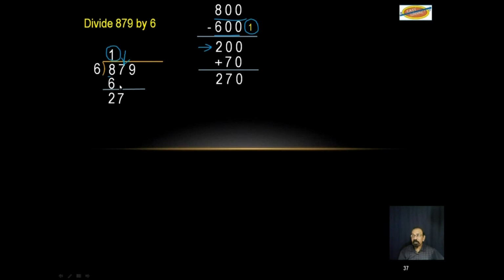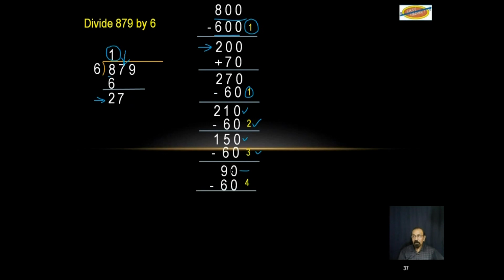So when we go now 6 into 27, what we are really saying is how many times can I subtract 60 from 270? Because remember, this number you see here is not 27, it's 270. So we can subtract it once, we get this. We can subtract it a second time, we get that. We subtract it a third time, we get 90 remaining. We can subtract 60 one more time, and so we get 30 remaining. Can we subtract any more 60 from 30?